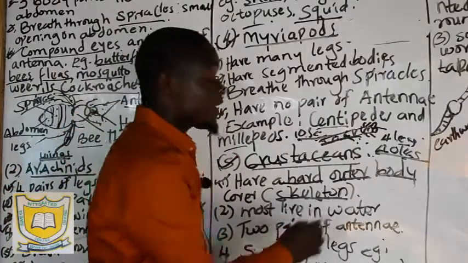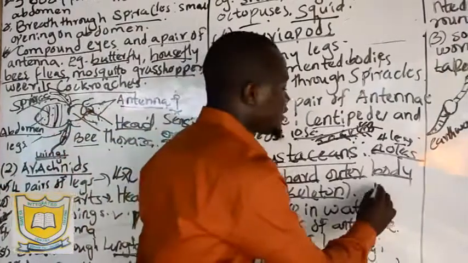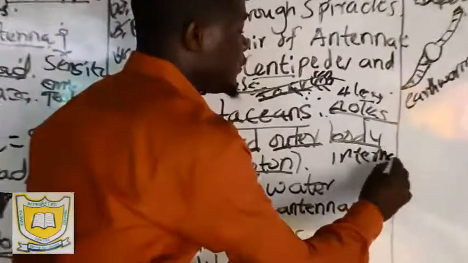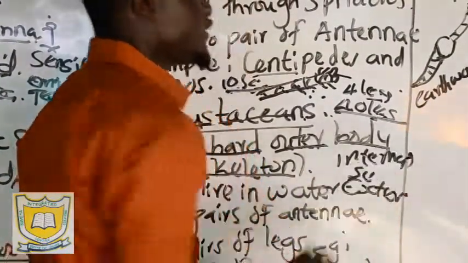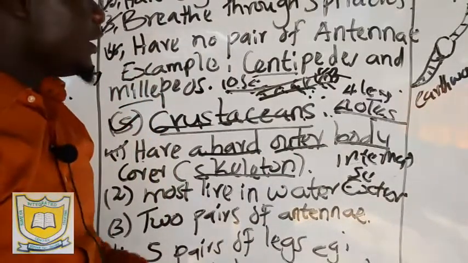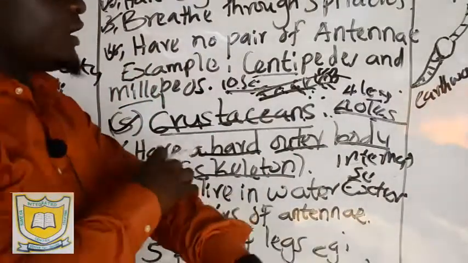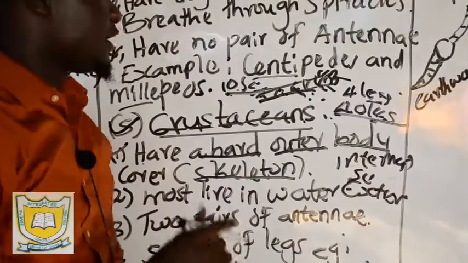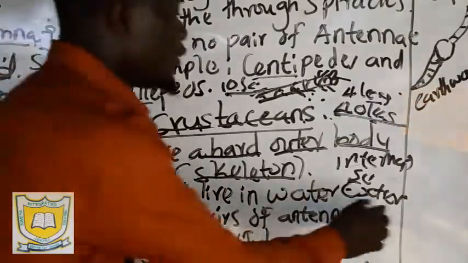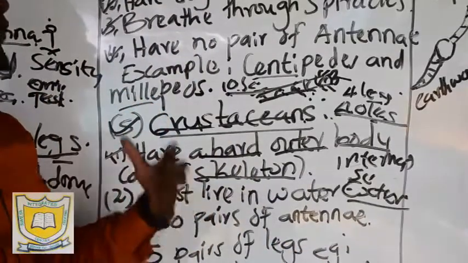When you talk about types of skeleton, we have an internal skeleton and we have an external skeleton. When you talk of internal skeleton, for example, we as human beings have an internal skeleton, where we have the flesh outside, but inside we have the bones that make up a skeleton. But when we move to these crustaceans, they have an outer skeleton.